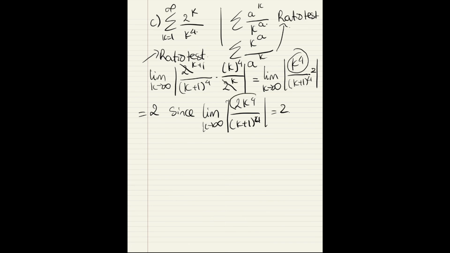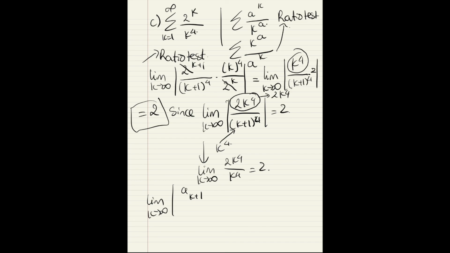Because I choose the highest exponent right here, 2k to the fourth, and then the highest exponent over here is going to be k to the fourth only. So that is the limit as k goes to infinity of 2k to the fourth over k to the fourth, which is 2. So the answer, the limit as k goes to infinity of a of k plus 1 over a of k, is bigger than 1. So based on the ratio test, the series diverges.